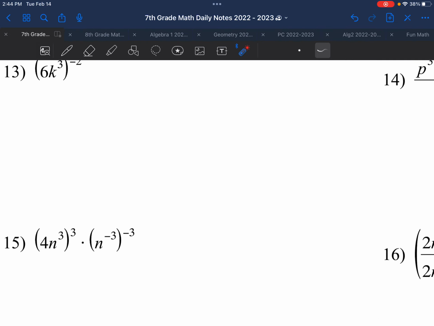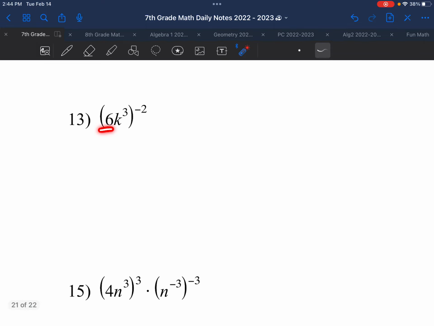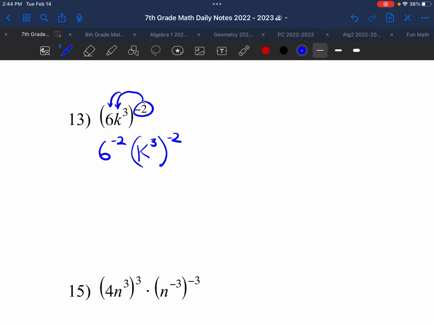All right, so in number 13, I have two bases on the inside. I have a 6 and a k. So that means this -2, I'm going to do this in ink, is being distributed to both the k and to the 6. When I do that, I'm going to get a 6 to the -2 and a k to the power of 3, also to the -2. I've now done my distribution.